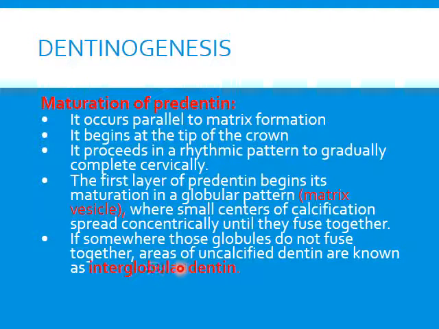During mineralization, there are two mineralization processes, primary and secondary. Primary is by the formation of a globular pattern by matrix vesicles, and the secondary phase is by addition of hydroxyapatite crystals and growth of these crystals. In interglobular dentin, there is only the primary mineralization and there is no fusion of the globules, so the area is called interglobular dentin, appears dark in color, and is seen near the dentino-enamel junction in the crown area.